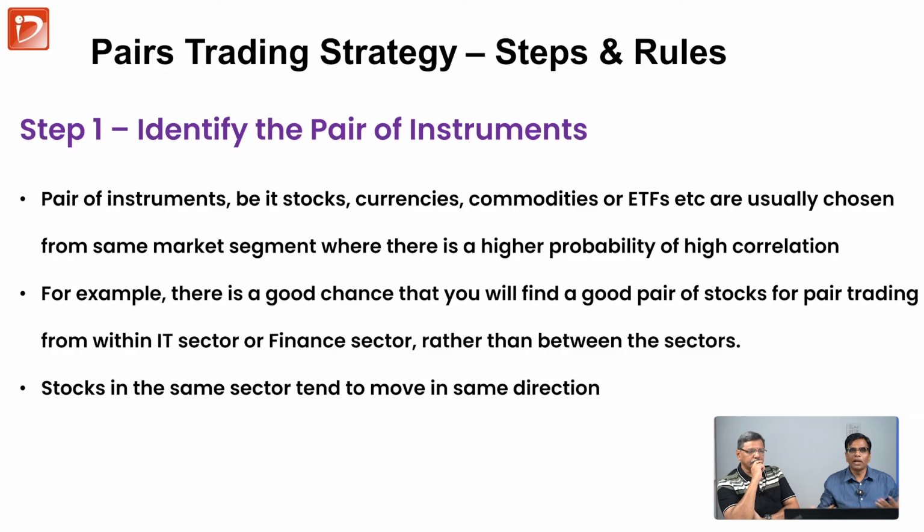So now let's look at how to identify this pair of instruments. Pairs of instruments, be it stocks, currencies, commodities, or ETFs, are usually chosen from the same market segment where there is a high probability of high correlation. You cannot trade some unrelated stocks, because they may behave totally differently from each other. So you have to always try to find pairs within their own sector, where we know they are more likely than not going to behave in the same manner, because they have the same market conditions, they might have the same regulatory risks or tailwinds or headwinds. So it's better to choose these pairs from the same universe.